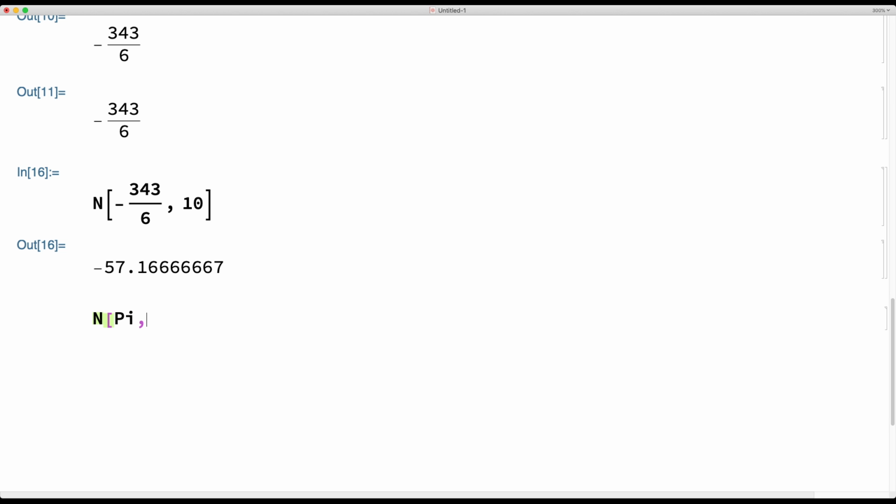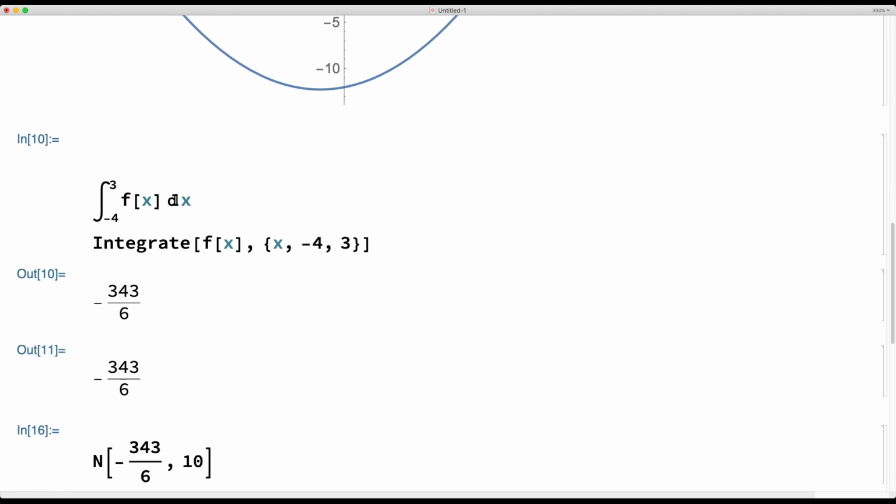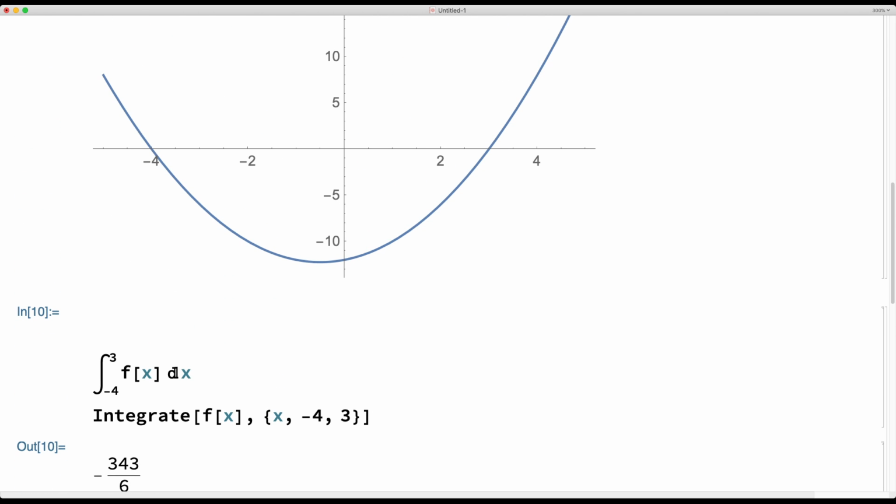Anyway, so I could say, all right, I want to know pi to 100 digits. Well, there it goes. Great. So that's the end thing. Anything else with the integration? Does that kind of make sense?